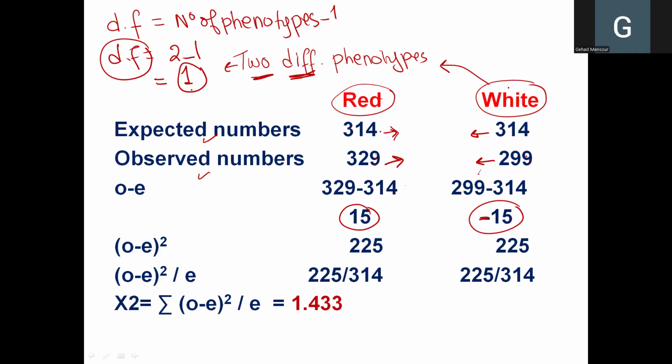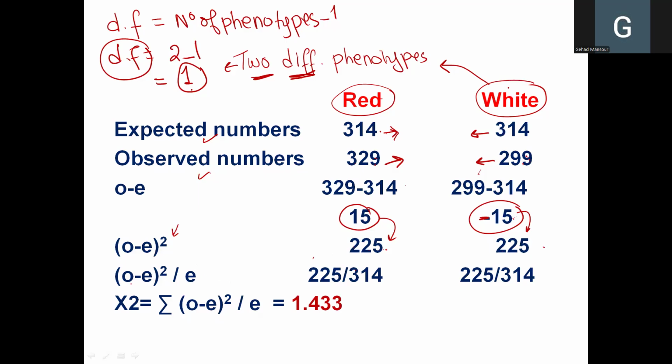So as I said before, since the observed in the red was greater by 15, then definitely the observed number of the white will be less by 15. And that's why we square, because we want to get positive values. So observed minus expected, and it doesn't matter whether you write expected first or observed first, because at the end of the day, you will square the value, and the square of the value for red is 225, and for the white is 225.